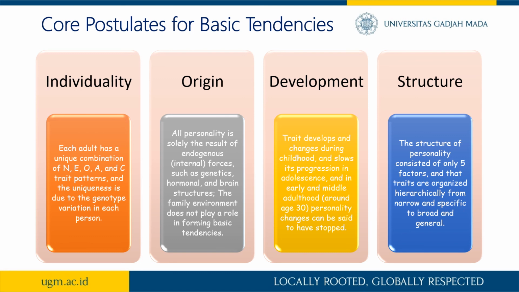So basically, the five factors are the more general. And for example, under neuroticism, there is anxiety and tension, underneath neuroticism itself. So it's from the general to the specific. That's how factor analysis works basically.